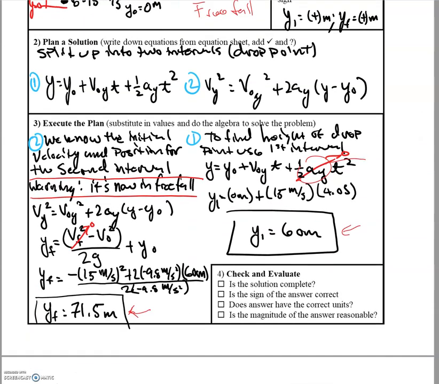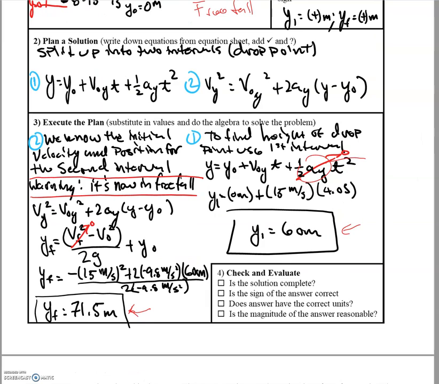So you want to add the position where you drop the phone to this final height to ultimately get 71.5 meters. So that's the only thing that I could see that you could solve it that way, and there's nothing wrong with that. I'm definitely seeing it done, but just be aware where you're measuring from.